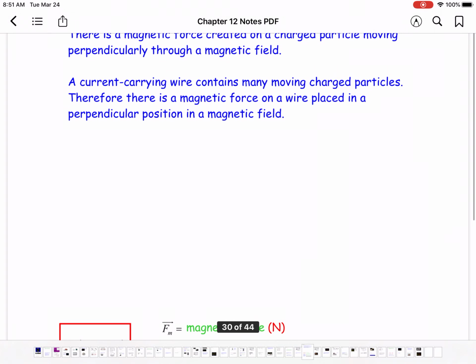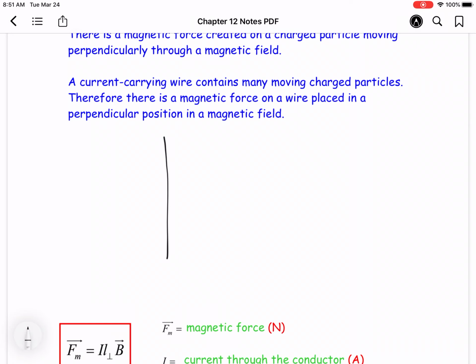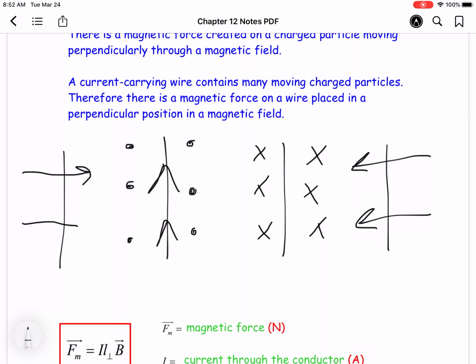So what that means is if we take any wire and we have a current going through it, let's say the electrons are going this way, and we put it into a perpendicular magnetic field, the magnetic field could go in. The same wire could also have the magnetic field coming out, going to the left, or going to the right. It doesn't matter as long as the wire and the magnetic field are perpendicular to each other, at 90 degrees. Then we can have this magnetic force.